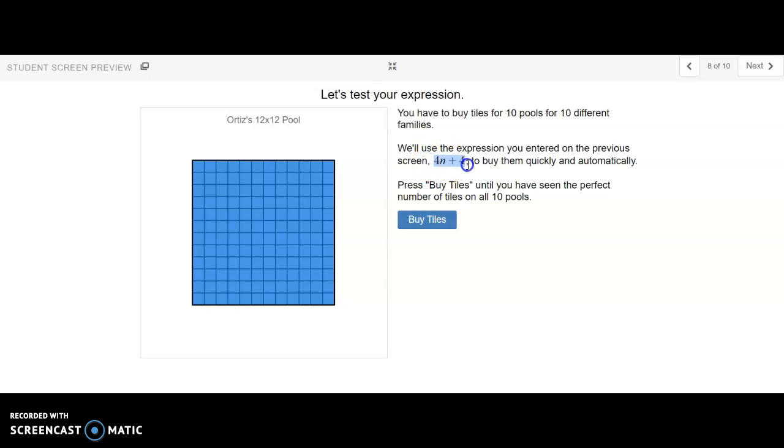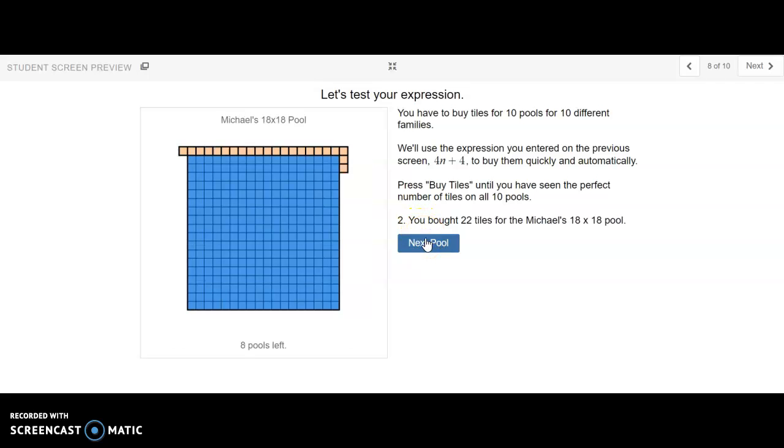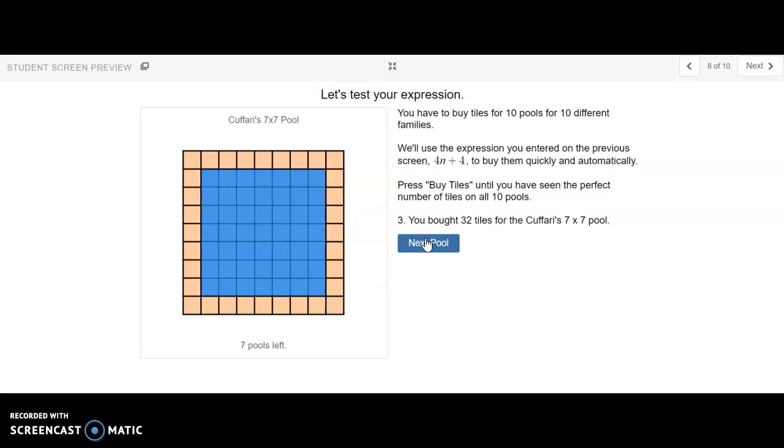So we're actually going to use our little formula here and see if it works. When you hit buy tiles, let's see if it works. Boom! We get exactly 52 tiles, and it goes all the way around their pool, and they're super happy. If we try the next one, same thing. The Michaels are happy because they got 76 tiles and it fits around their 18 by 18 pool. For the next family, their 7 by 7 pool is perfect.